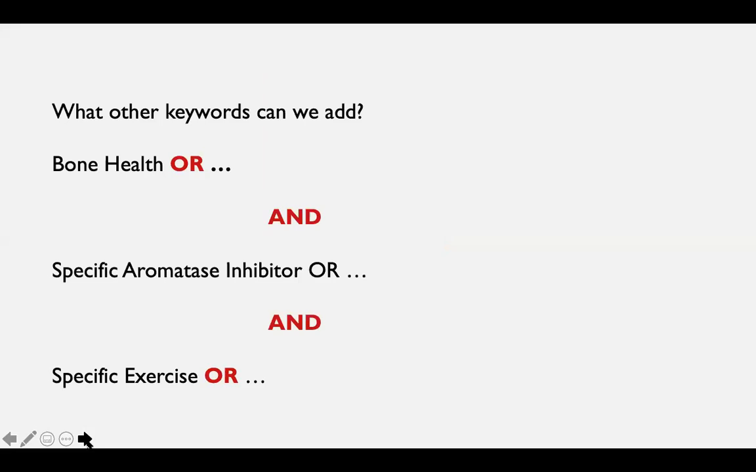Bone health, bone density, bone loss, bone. Again, a specific aromatase inhibitor that you might wish to focus in on. And you're going to AND the separate households or concepts together, and you're going to be ORing synonymous keywords of the same concept together. And you're going to be ANDing it with that third concept if you need to. You might not need to add a third concept. You might be getting plenty of results or a focused result list from just two concepts. It depends.